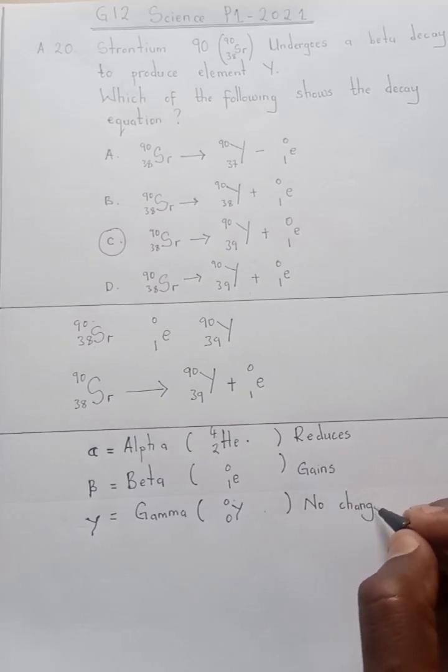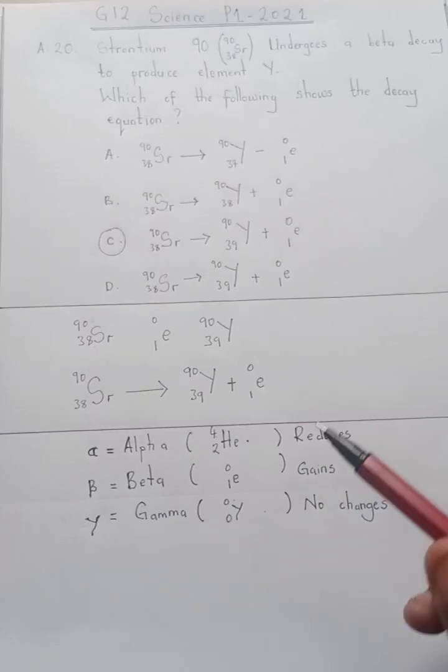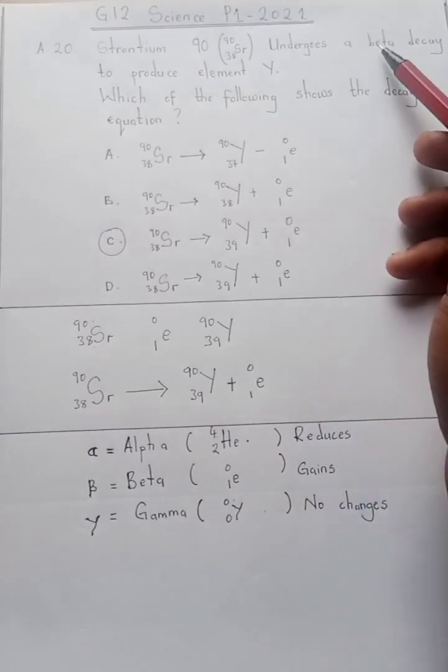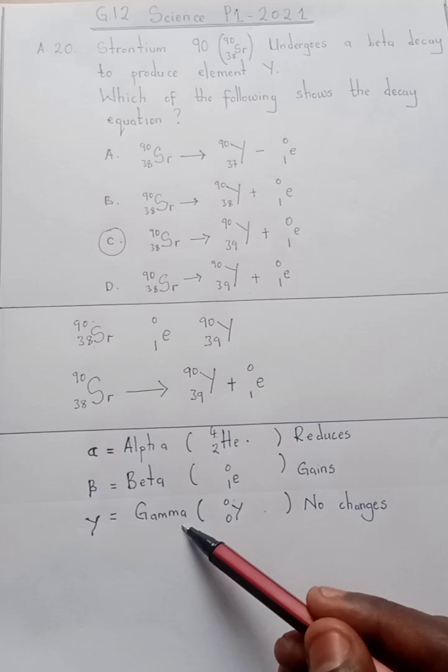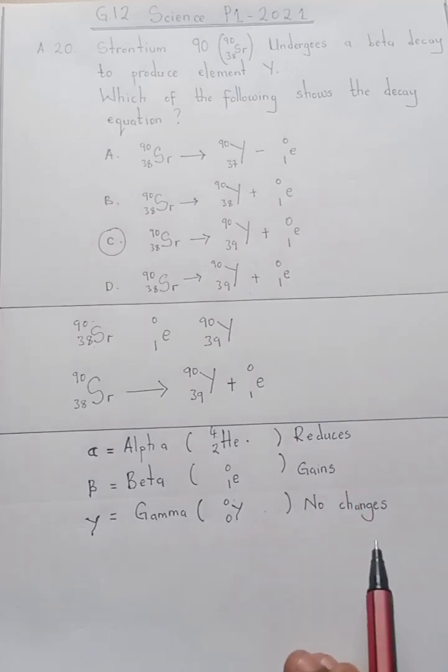So I've just given these additional points in case an alpha particle was mentioned instead of beta, or if it was gamma. This is the way you would have handled it.